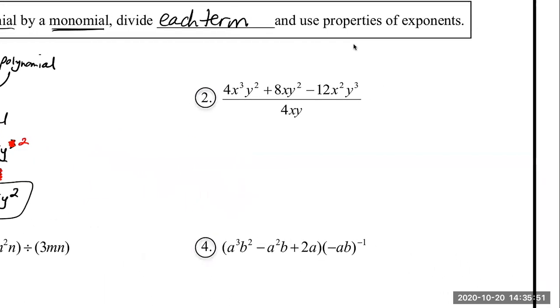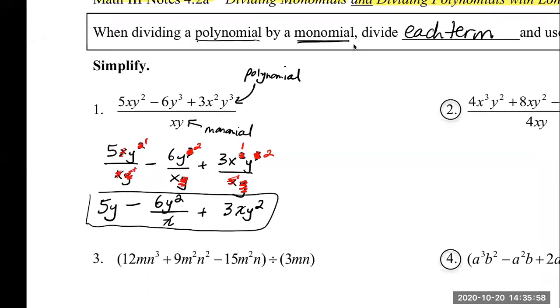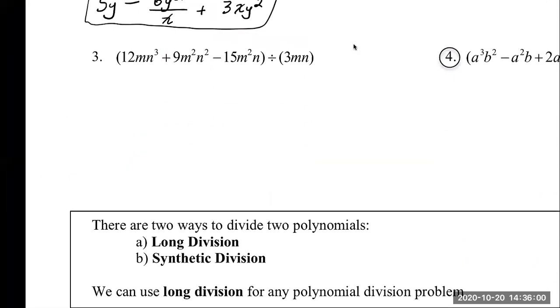Question number 2 is a try this for you. Divide each of those terms by 4xy. Number 3, again, notice we have a polynomial divided by a monomial. So we're going to divide each term, 12mn cubed. We're going to divide each term by 3mn.